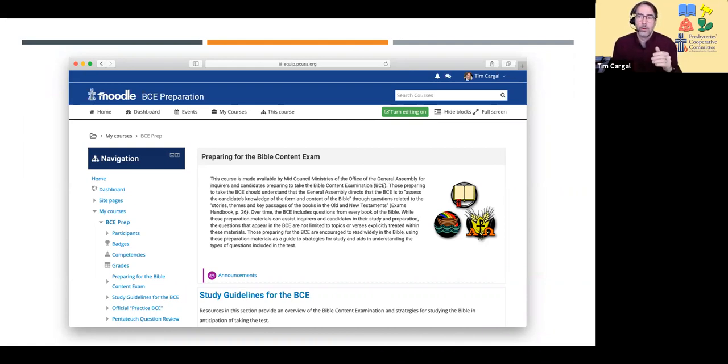But this is where you will also find a full-length practice BCE that you can take. And I would encourage you to do that. Take it and then see how you did on the different sections. And if you did really well on the Gospels and not so well on the Psalms and wisdom literature, then as you're preparing, you want to focus on those areas that you didn't do as well on, to give that more attention.